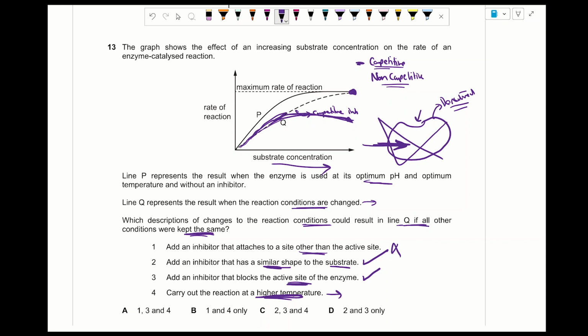The reason for this is because here line P represents the result when the enzyme is used at its optimum temperature and optimum pH. Now, optimum temperature is the best temperature with the highest rate of the reaction. If we operate at an even higher temperature than the optimum, the rate actually decreases and plateaus. The reason for this is that if we increase the temperature, the enzyme is actually denatured. Therefore, this is incorrect and the answer is going to be D.